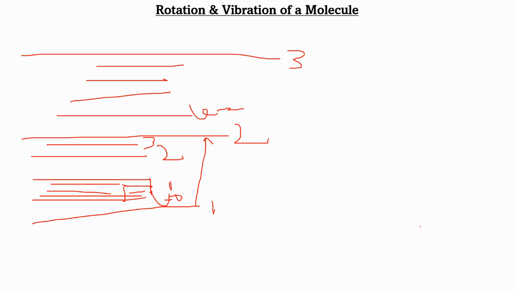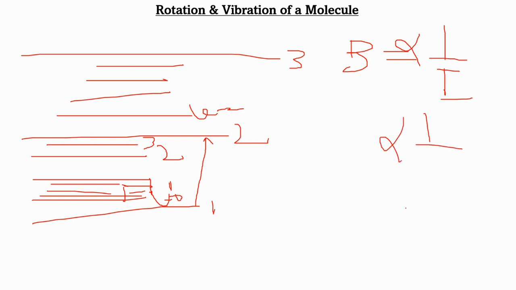In rotational spectra, we found there was a rotational constant B, and its unit was inverse length, or centimeter inverse. Then we calculated B, and we know B is inversely proportional to the moment of inertia, that is I. So we can say that B is inversely proportional to the moment of inertia, or B is inversely proportional to the reduced mass.